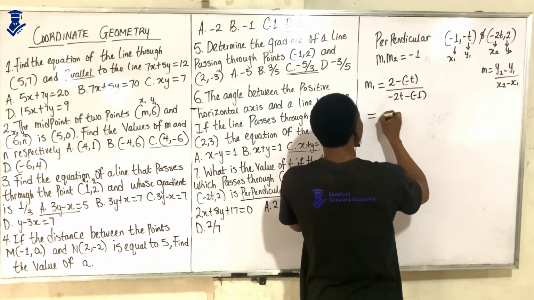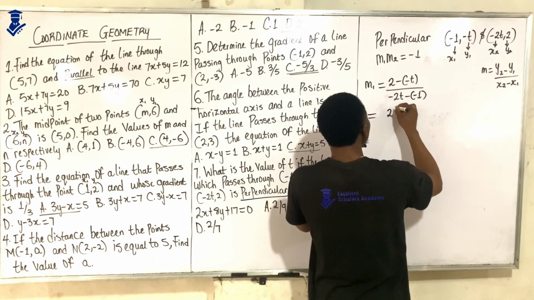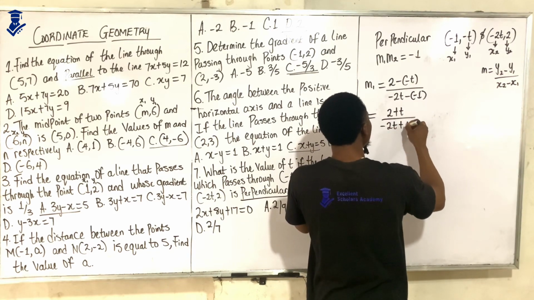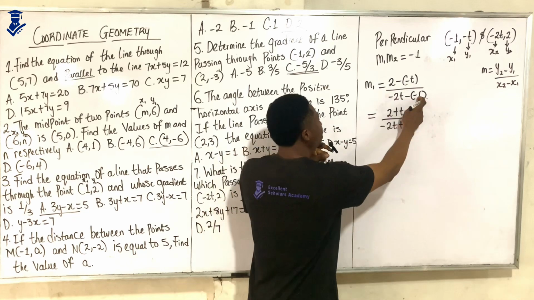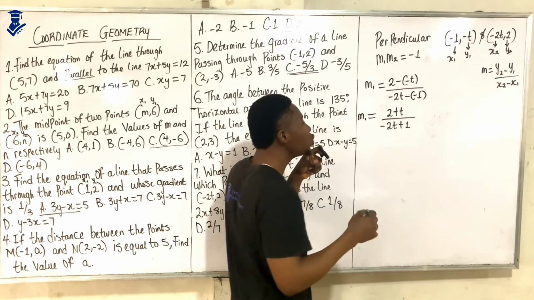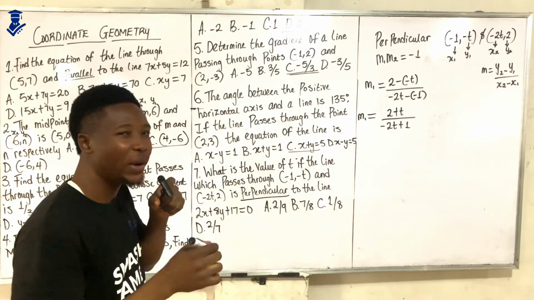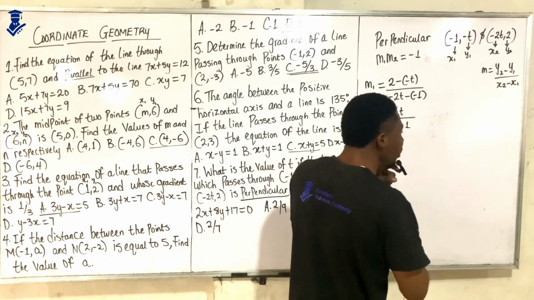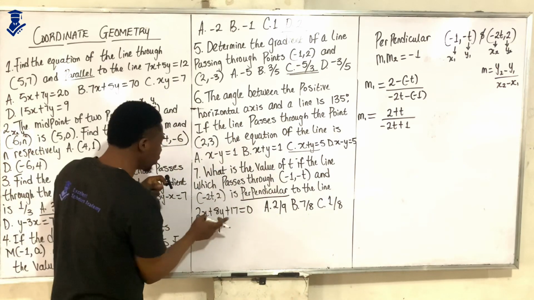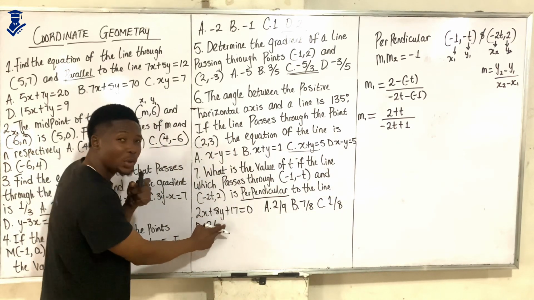So minus and minus gives us 2 plus t over minus 2t plus 1, alright? Minus and minus here is this. So it means that our m1 is equal to 2 plus t over minus 2t plus 1. Now, let's find our m2 from this other equation given to us.